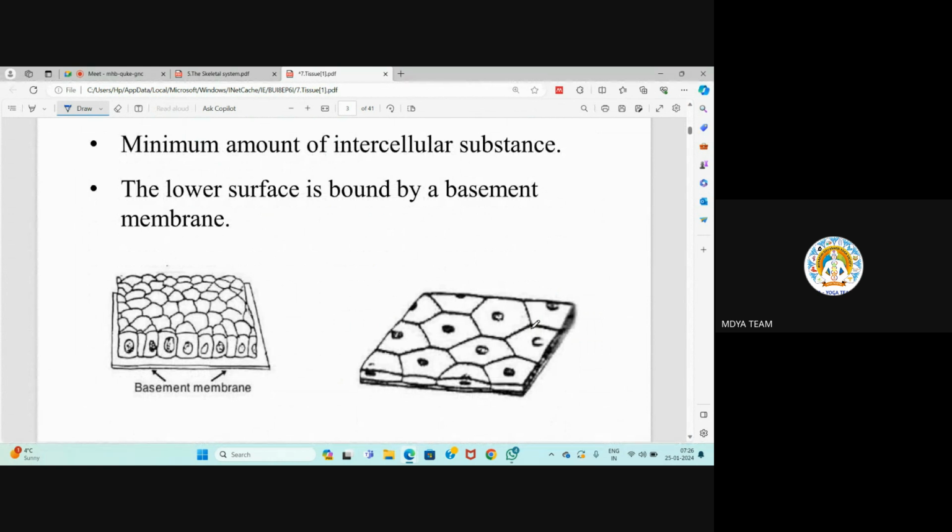Intercellular space: inter always means between two or more than two, and cellular means cells. So between cells, the space is very small here. If there is no space between cells, then the substance filling that space is also very minimal. That is why a minimum amount of intercellular substance is found.